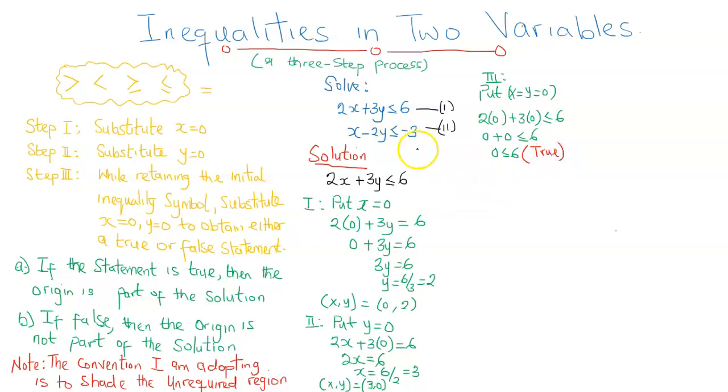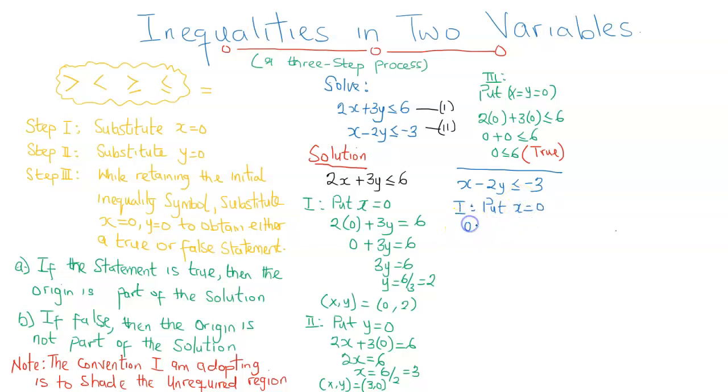The next thing is going to be to focus on equation 2. And that's x minus 2y less or equal to negative 3. So the first step, I'm going to change this inequality sign to an equal sign and put x equal to 0. That's step 1.